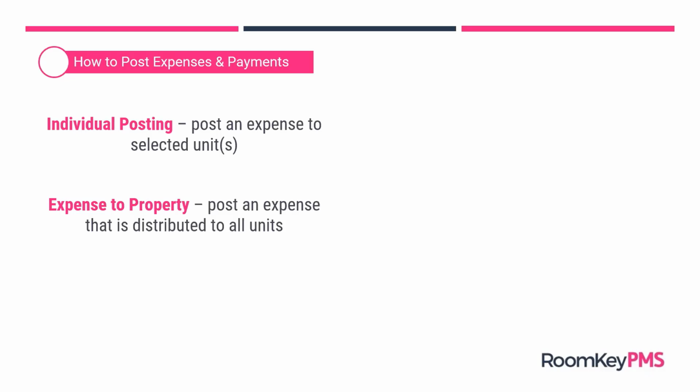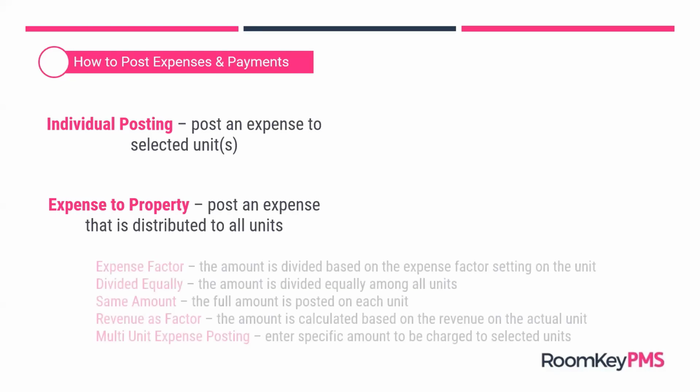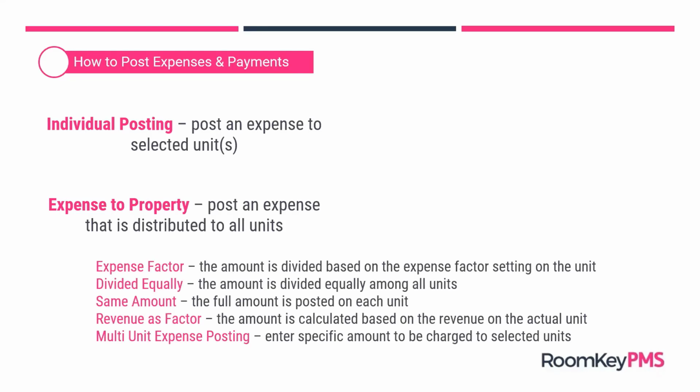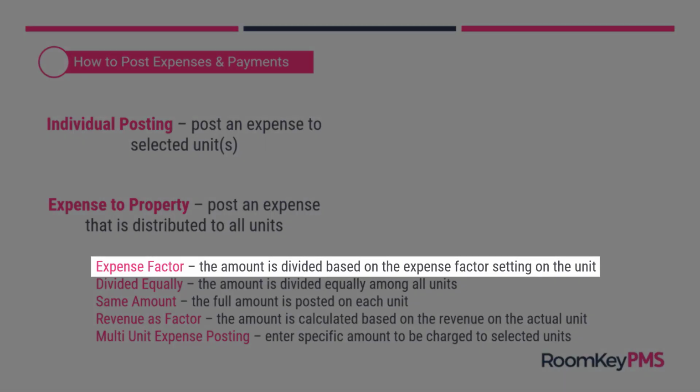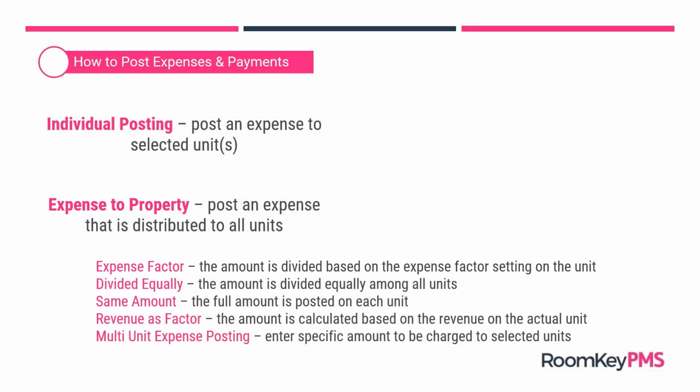And when you expense to property, we actually have to define an expense type. So we've got a couple different expense types that we're going to talk about as well. The first expense type is an expense or revenue factor, and this takes the amount and divides it based upon the expense factor setting on the unit.